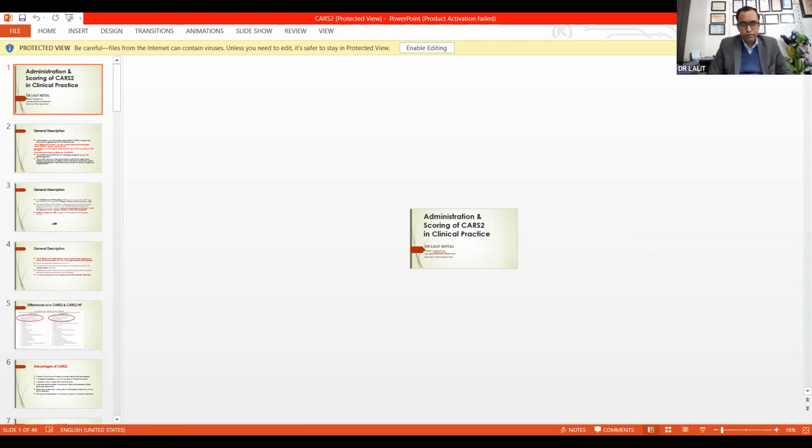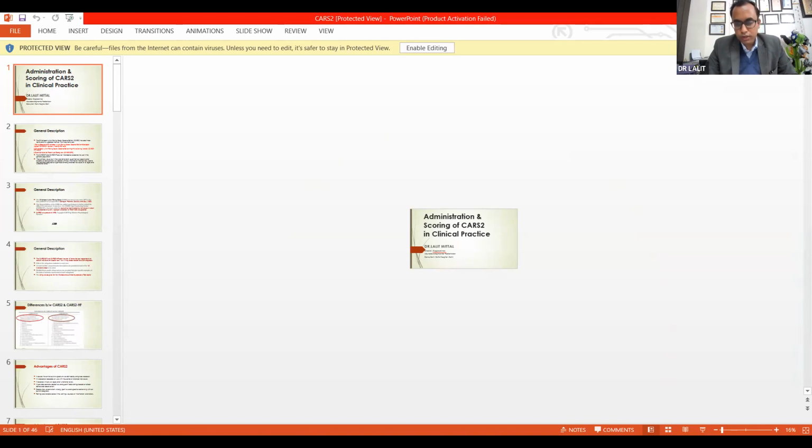So first of all, a brief general description about the CARS. The Childhood Autistic Rating Scale includes 3 basic things: the rating booklet, which includes the scoring system, the scale, and now it has been revised with this CARS 2, that is Childhood Autistic Rating Scale 2 Standard Version. So this is the standard rating scale which has now been revised. Formerly it was called CARS.